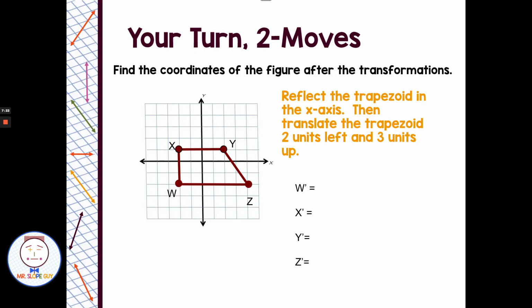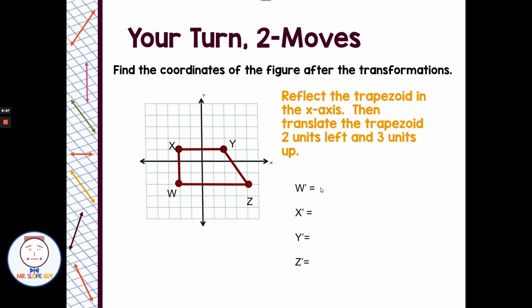All right, let's try one that's a little harder. This one has 2 moves. You guys can pause the video here and answer the questions being asked. All right, so we're trying to find the coordinates of the figure after these transformations. We have: reflect the trapezoid in the x-axis, then translate the trapezoid 2 units left and 3 units up. So we have 2 transformations back to back. And a lot of assessments have these kinds of series of transformations, like this one with 2 different transformations.